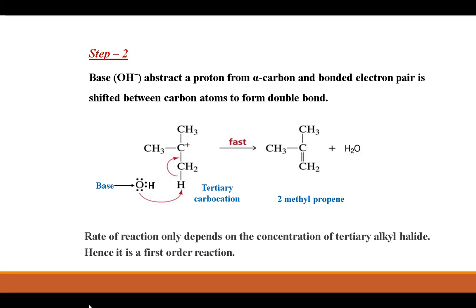Out of these two, step 1 is the slow step and rate determining step, which involves only tertiary butyl bromide. Therefore, the rate of reaction only depends on the concentration of tertiary alkyl halide. Hence it is a first-order reaction.